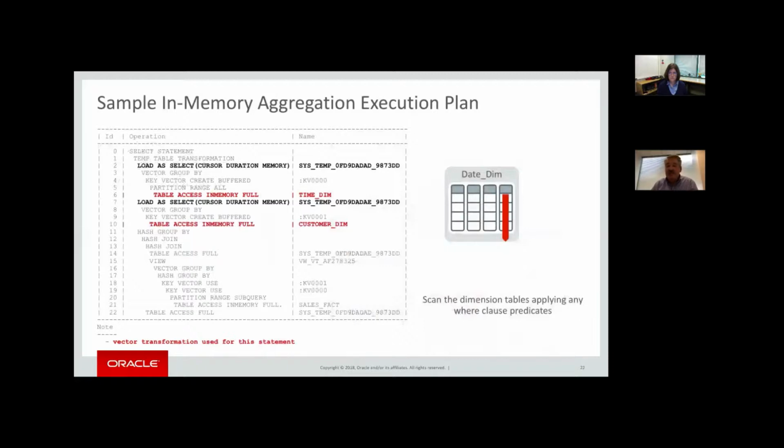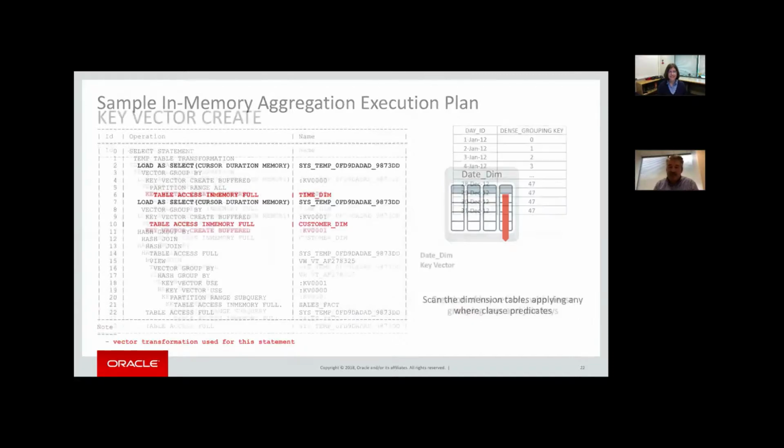So in what we see in the execution plan, I've highlighted in red the access of both the time dimension and customer dimension tables. So we're going to scan, apply any filter predicates, but notice that we also wind up creating 2 temp tables, if you will. And notice that it says cursor duration memory. That was the feature that I mentioned that was added in 12.2, so that even though they look like temp tables, these are really in-memory structures in the PGA. And hold that thought as we move on to the next.